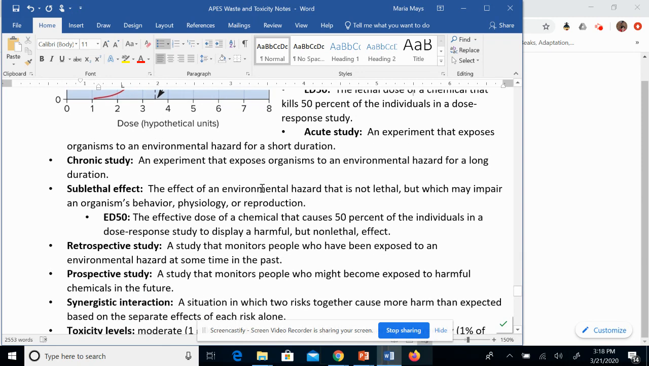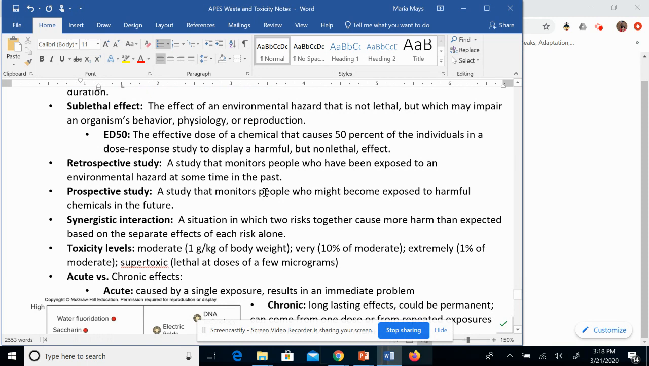A retrospective study is where we monitor people who have been exposed to an environmental hazard in the past. We will not do a prospective study, typically on people, in which we would purposefully expose them. So retrospective studies are usually the best things we have because they look at people who've been exposed in the past and how their health is different from people who were unexposed. A prospective study would monitor people who might become exposed.